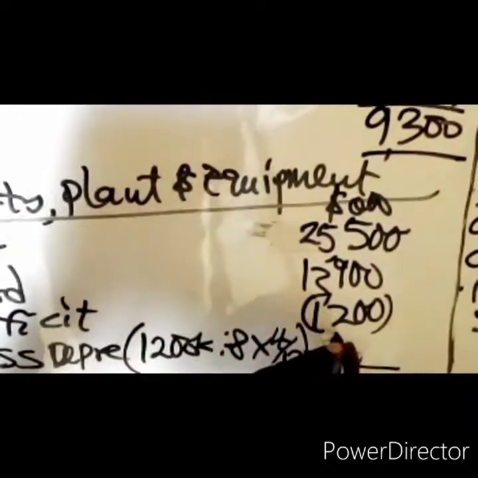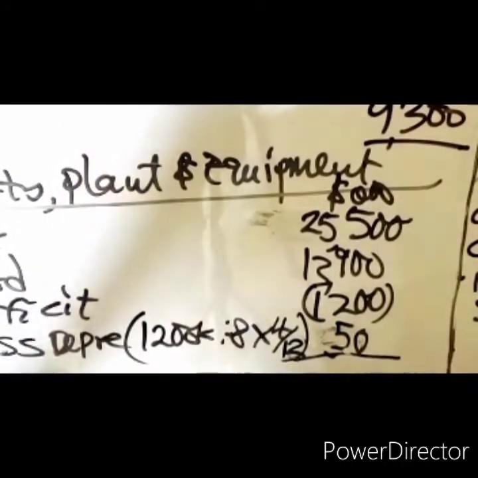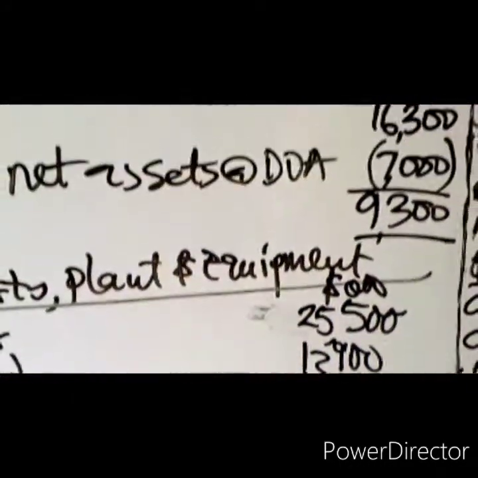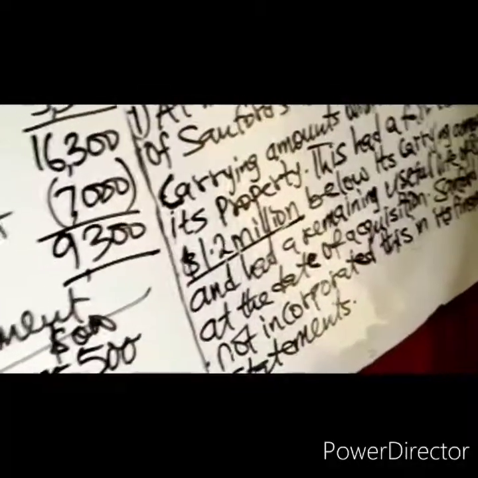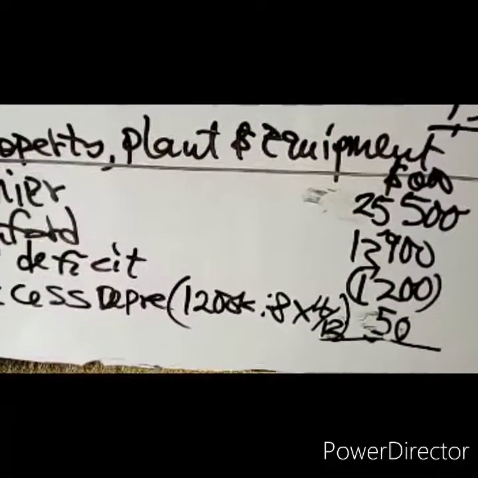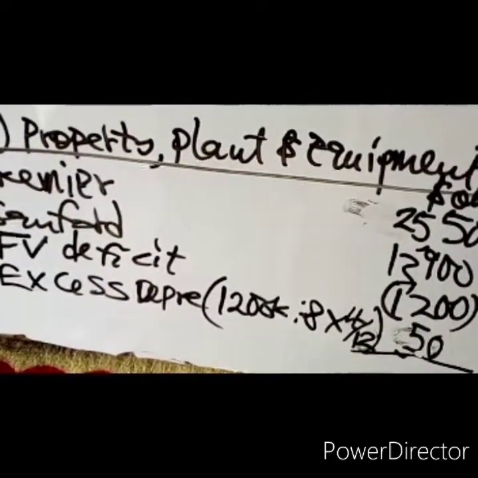We are going to add the excess depreciation since the value of the asset has fallen. Since it has fallen in value, the value has reduced. That is why we are going to deduct the amount of the excess depreciation. We are going to add the excess depreciation.